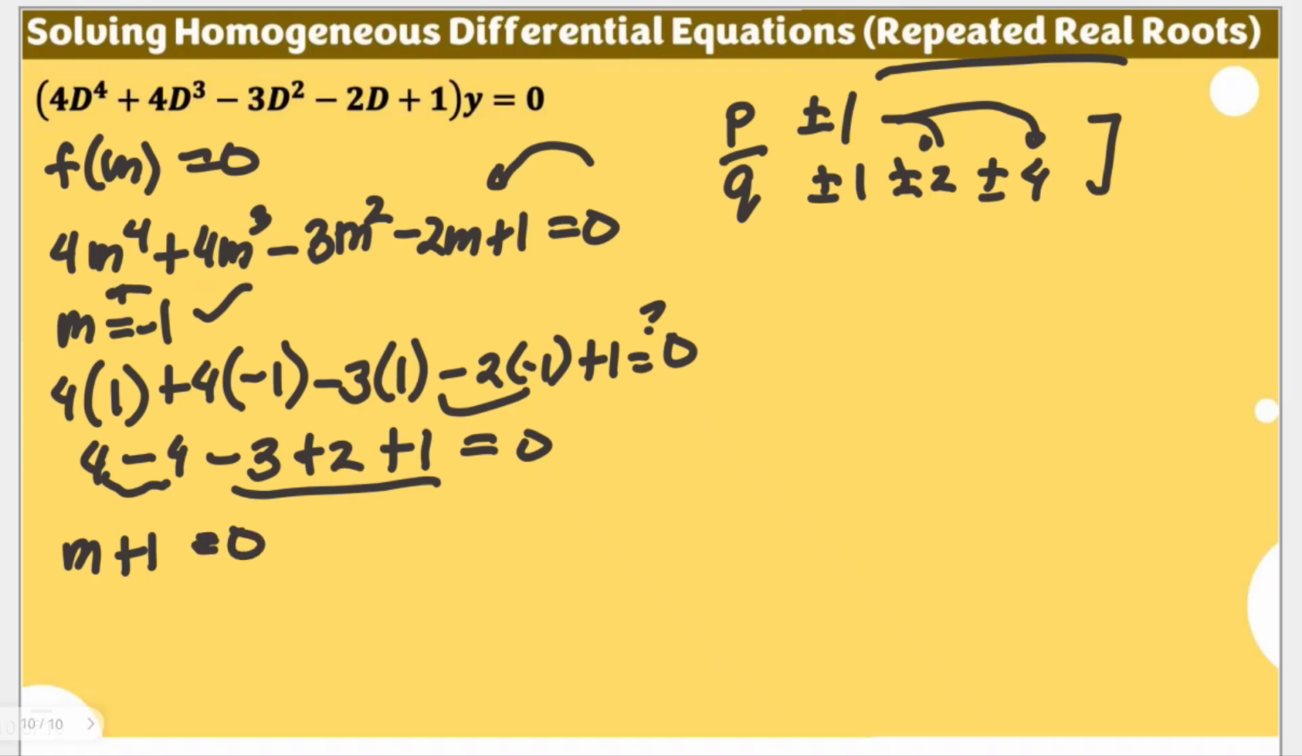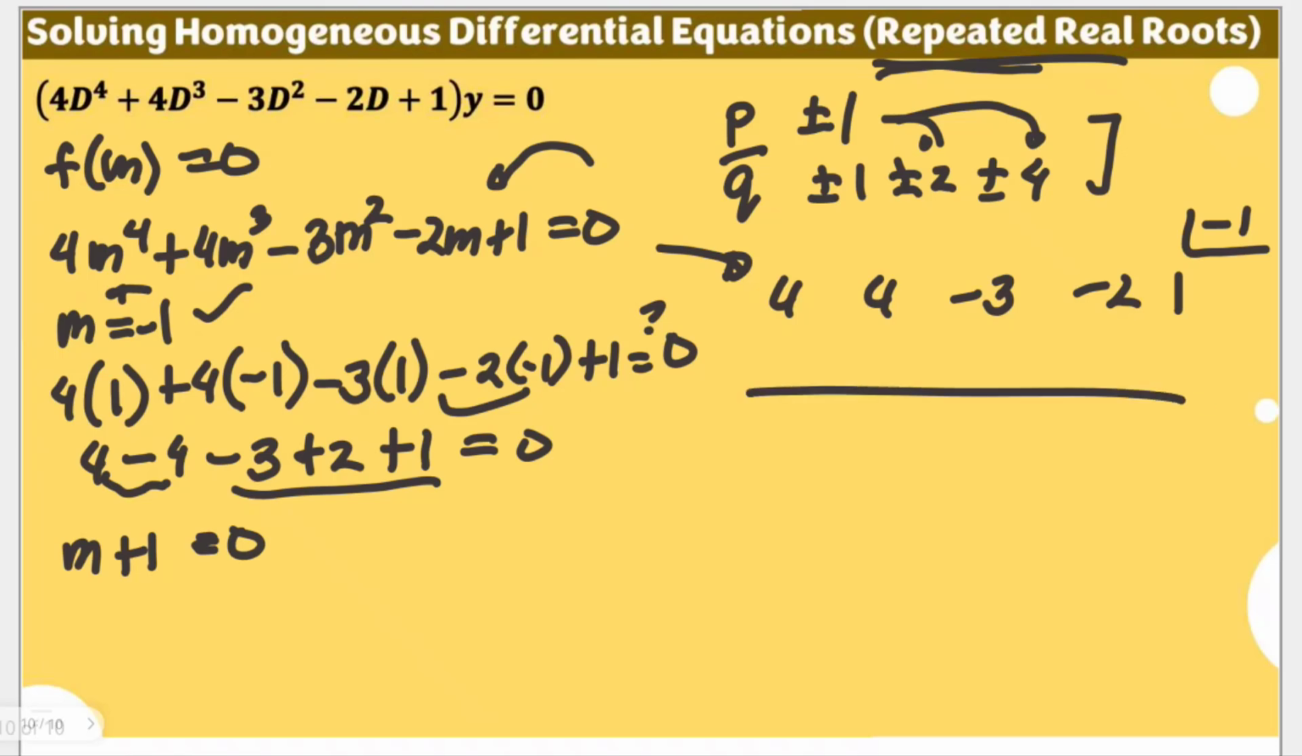Since we are sure of this already, we can now use synthetic division to trim down our quartic into a cubic equation. Using synthetic division, the coefficients are 4, 4, minus 3, minus 2, positive 1, and you will have here negative 1 as your first root. We have verified that already. And let's also try later to check if negative 1 is one of the roots with multiplicity.